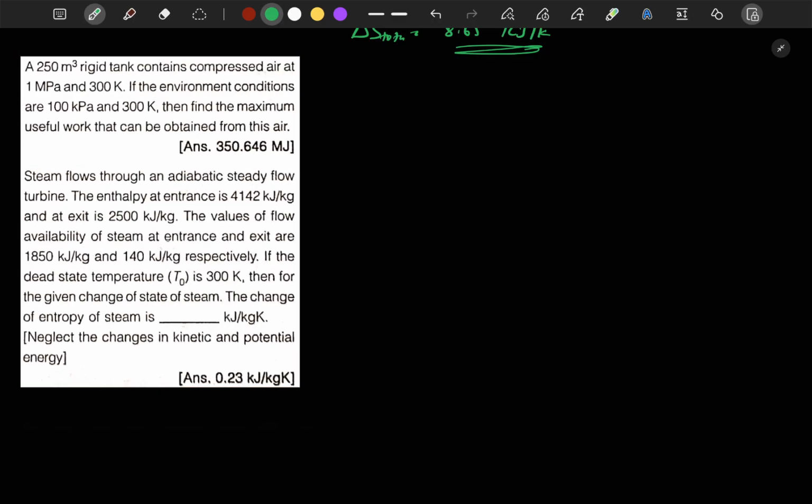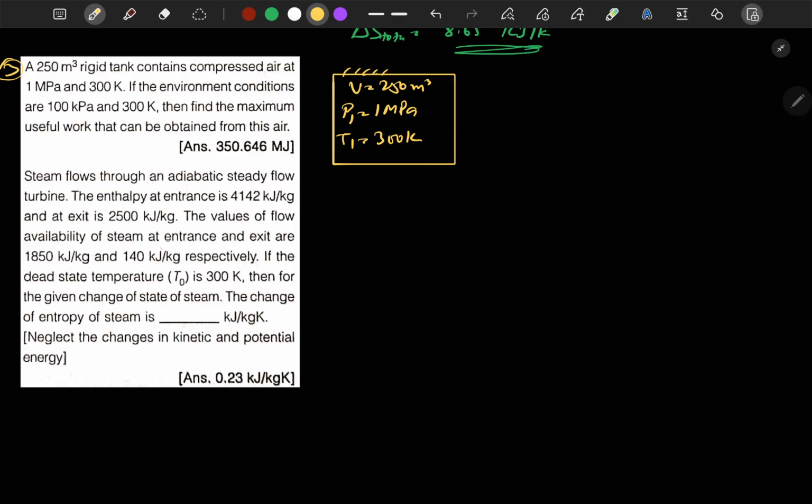Okay, so let's start with question number 3. A 250 meter cube rigid tank contains compressed air at 1 megapascal and 300 Kelvin. So we have a rigid tank, and the volume of this rigid tank is 250 meter cube. It contains compressed air at P1 equal to 1 megapascal and T1 equal to 300 Kelvin. The environment conditions are P naught equal to 100 kilopascal and T naught equal to 300 Kelvin. Find the maximum useful work that can be obtained from this air.